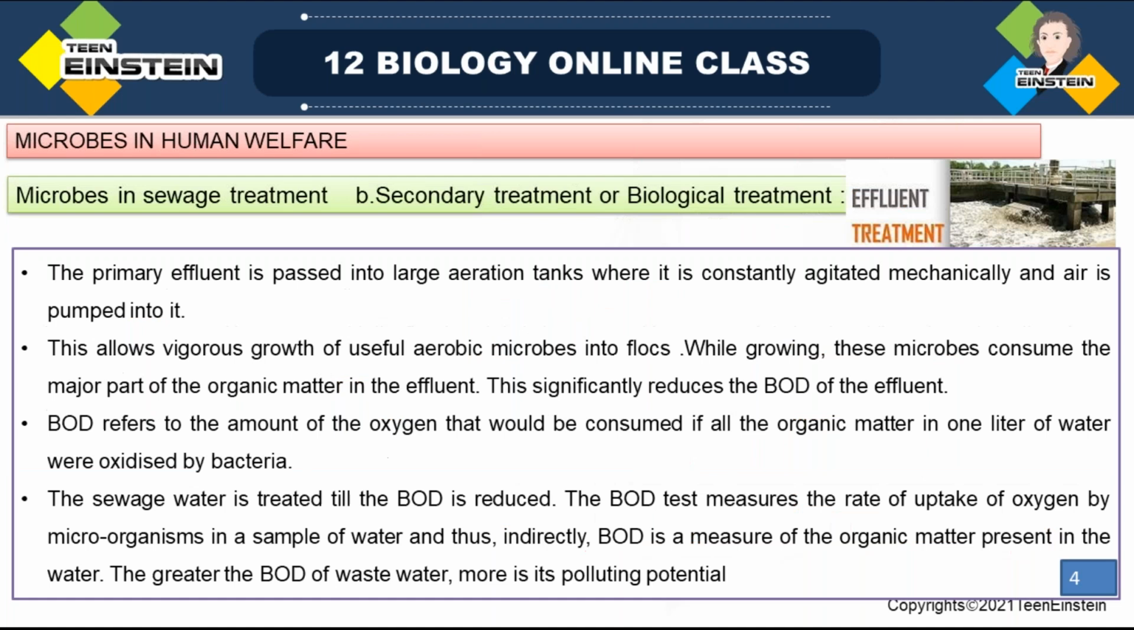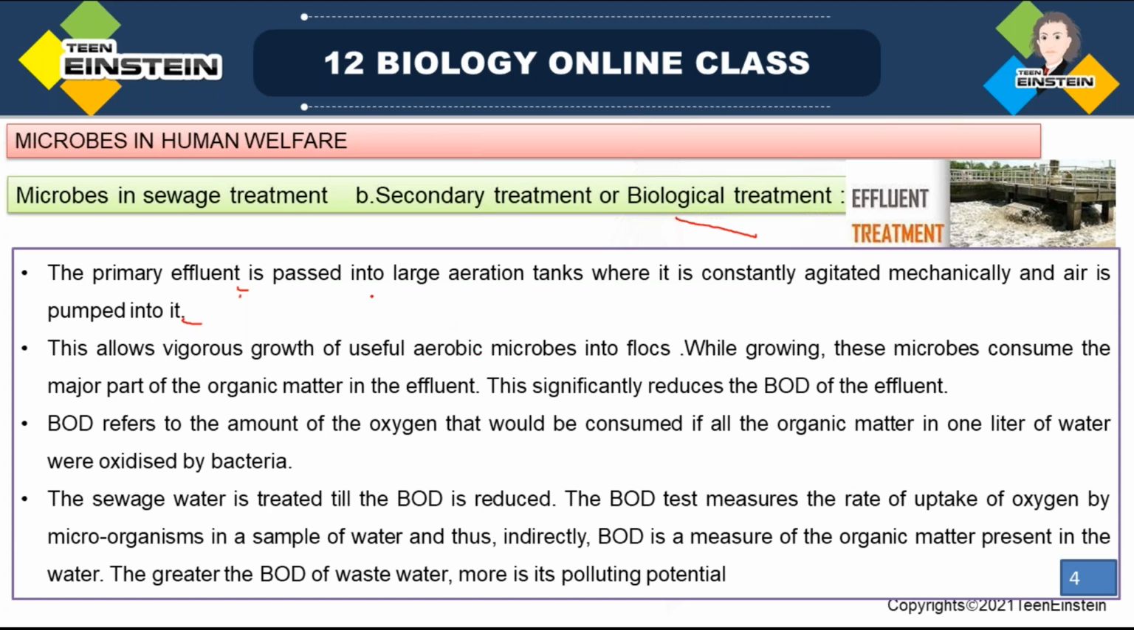Okay, then the primary effluent is passed into a large aeration tank where it is constantly agitated mechanically and air is pumped into it. The second stage, or the secondary treatment, is otherwise called biological treatment. That means in the secondary treatment, the effluent is getting treated biologically.